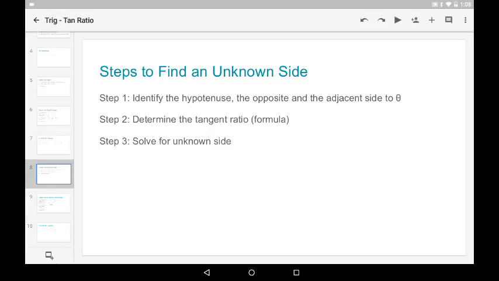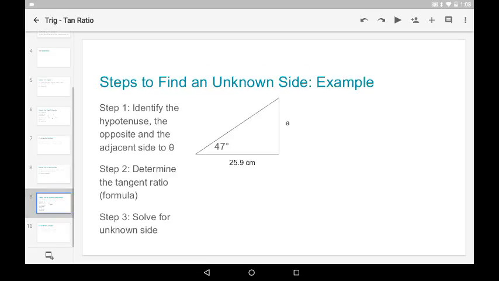Okay, if you're given an angle and a side length and you're trying to figure out the other side length, here's how we do it. Step 1 is the same. You identify the hypotenuse, the opposite side, and the adjacent side to the angle that you know, which is theta. Step 2, you write down your formula and you start plugging in your numbers, and then you solve for the unknown side, step 3.